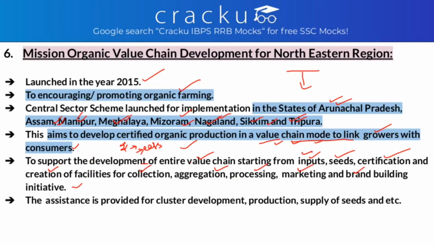And what are the things, like input? When you give the seeding, that is seeds. When you get the certification, the creation of facilities, and for what facilities? It is collection, aggregation, processing, marketing and brand building initiative. So the assistance is provided for cluster development, production, supply of seed and etc. That is nearly all which I give. So this is Mission Organic Value Chain Development for Northeastern Region. Northeastern Region has these states like Arunachal Pradesh, Assam, Manipur, Meghalaya, Mizoram, Nagaland, Sikkim and Tripura.